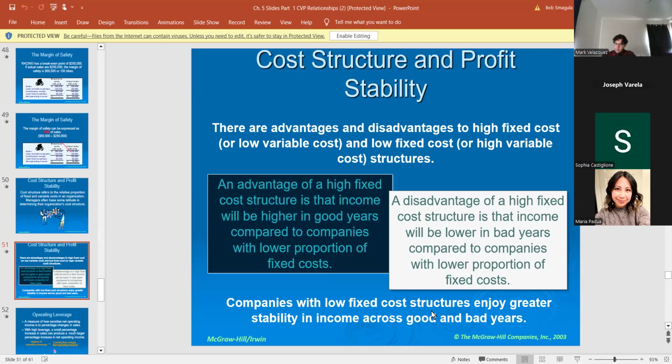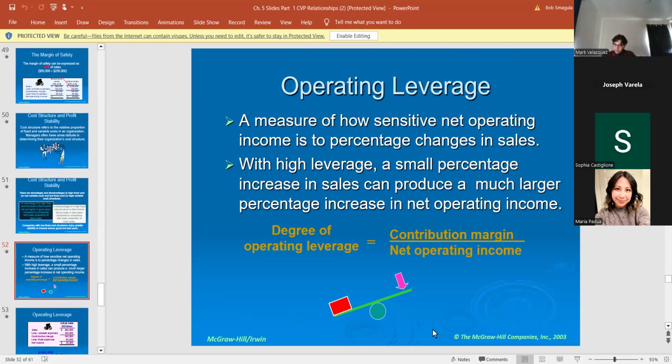Companies with low fixed cost structures enjoy greater stability in income across good and bad years. The theory is you go with the flow. You lose money, you make money. High fixed cost structure smooths that out. Variable cost, the opposite.